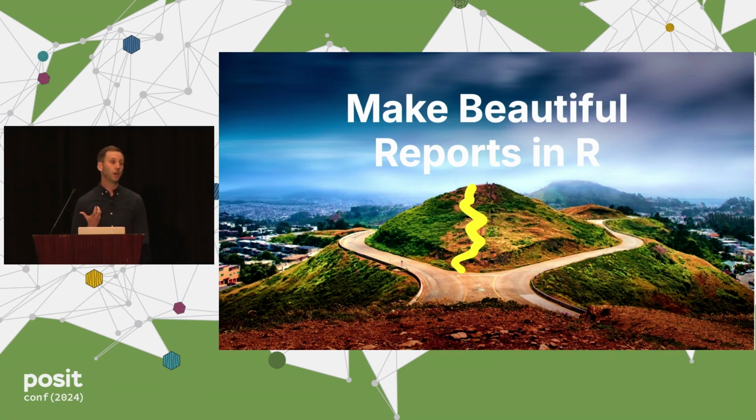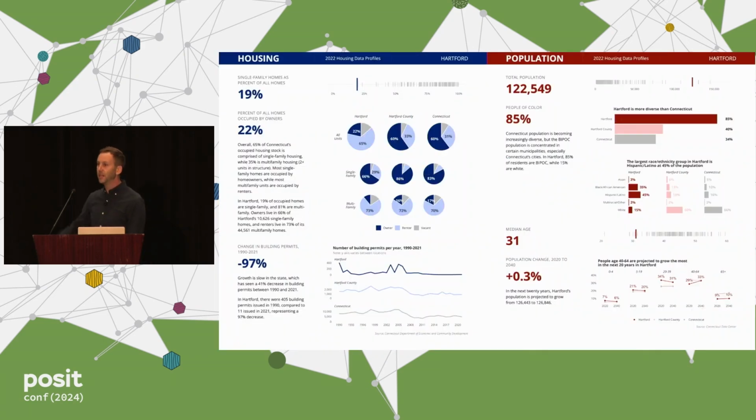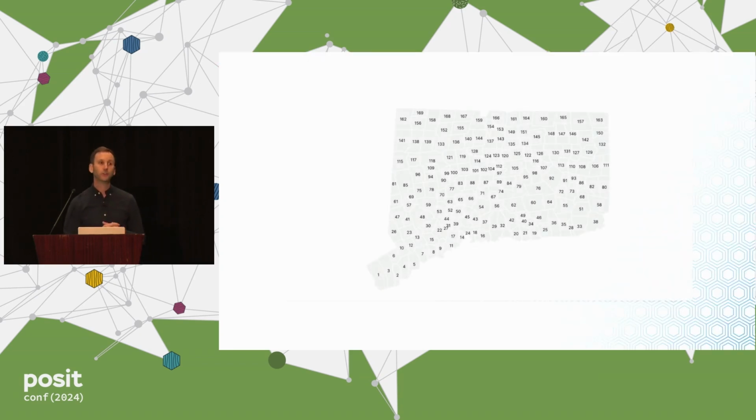And so today I'm going to talk to you about how we've done this and hopefully show you that I think you can do it as well. This is an example of a report that we made. This is showing just a couple pages. It was working with a client in Connecticut, making reports on housing and demographic data. And this is a report that we had to make not just for one town, in this case Hartford, but for 169 towns in the state of Connecticut.